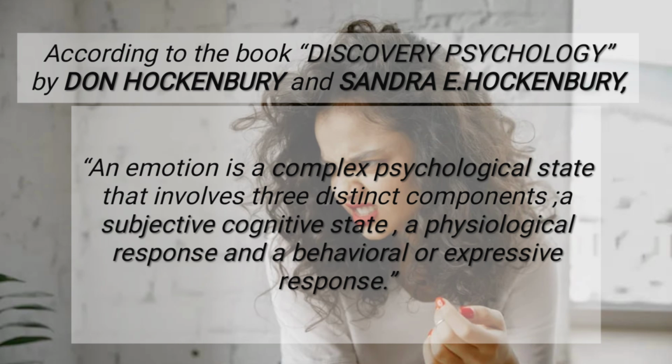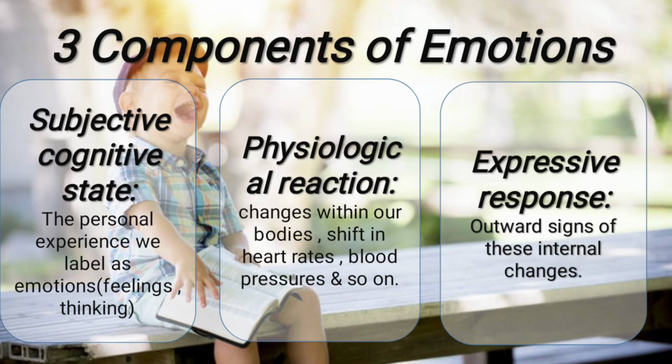According to the book Discovery Psychology by Don Hockenberry and Sandra E. Hockenberry, an emotion is a complex psychological state that involves three distinct components: a subjective cognitive state, a physiological response, and an expressive response. Three components of emotions: subjective cognitive state, physiological reaction, expressive response. Subjective cognitive state: the personal experience we label as emotions.